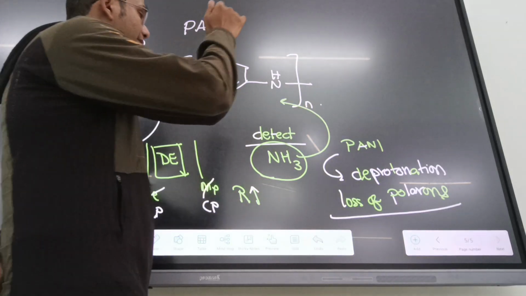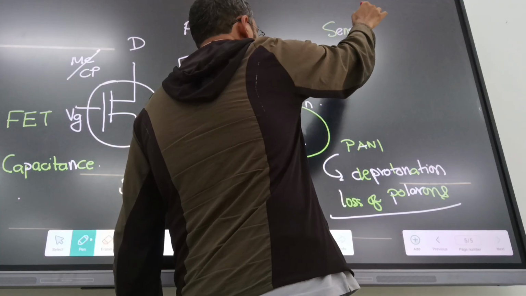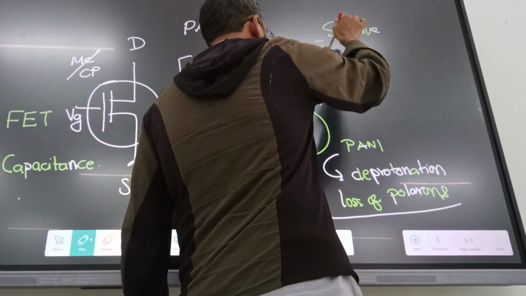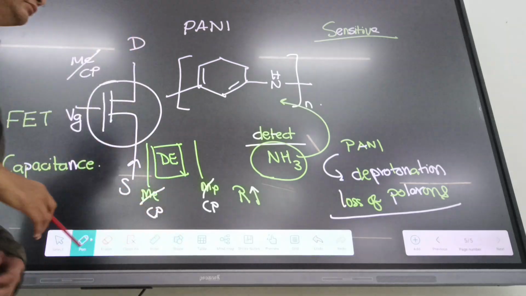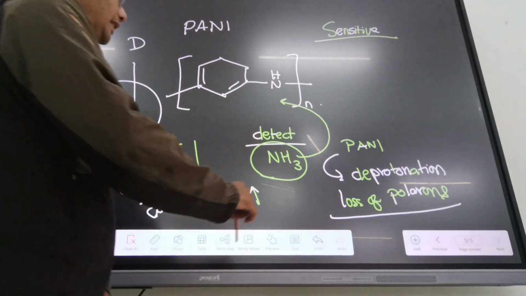Okay. Sensitivity: how sensitive my device is, or how sensitive this system is. If you want to know a numerical value for this, that comes in the form of a gauge factor.